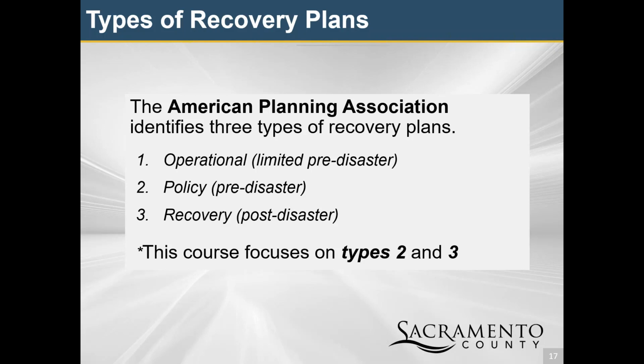A policy. You've got to have a policy in place for pre-disaster, because you don't have anything written in stone. You don't know what to do or what to follow. Recovery. This is post-disaster. A lot of people have their post-disaster plan. In this course, we're going to focus on only 2 types, 2 and 3, the policy and the recovery.